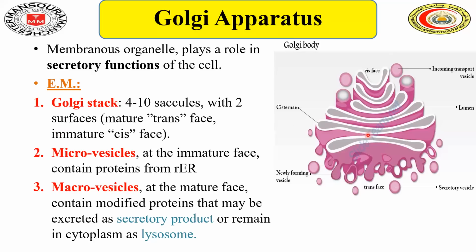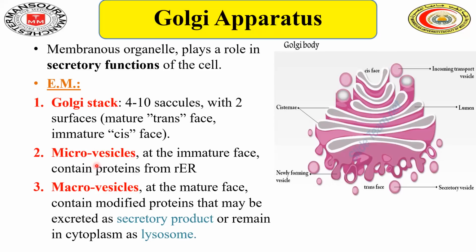Regarding the Golgi stack, it is formed of 4 to 10 saccules. The word saccule means flat sphere. So if we have a bowl or a sphere and we compress it, this is the shape of saccule. Here we have 4 to 10 saccules arranged above each other like that. These saccules have two surfaces. One we call the mature phase, or trans phase, and the other one we call the immature phase, or cis phase.